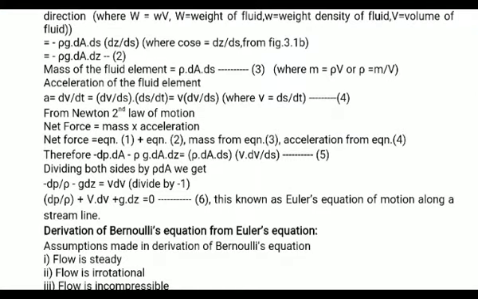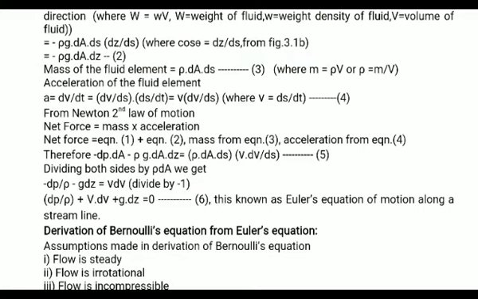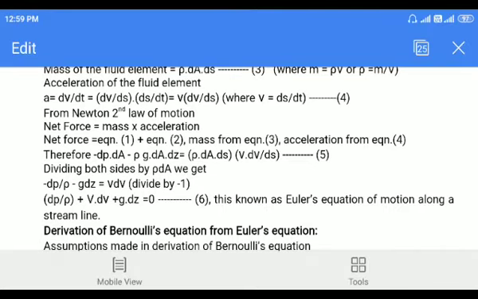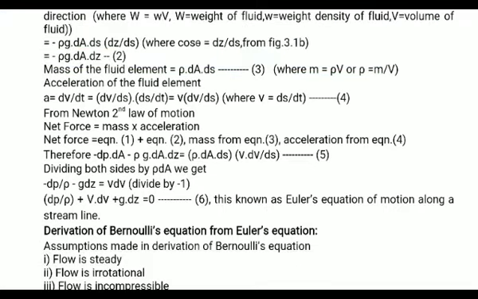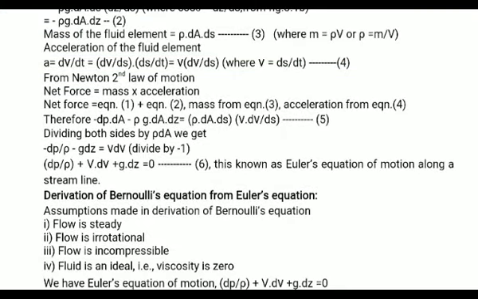So from Newton's second law of motion, net force is equal to mass into acceleration. Net force is nothing but equation 1 plus equation number 2, and mass we get from equation number 3 and acceleration from equation number 4. So therefore I will substitute everything here. I will get the values like this, equation number 5.